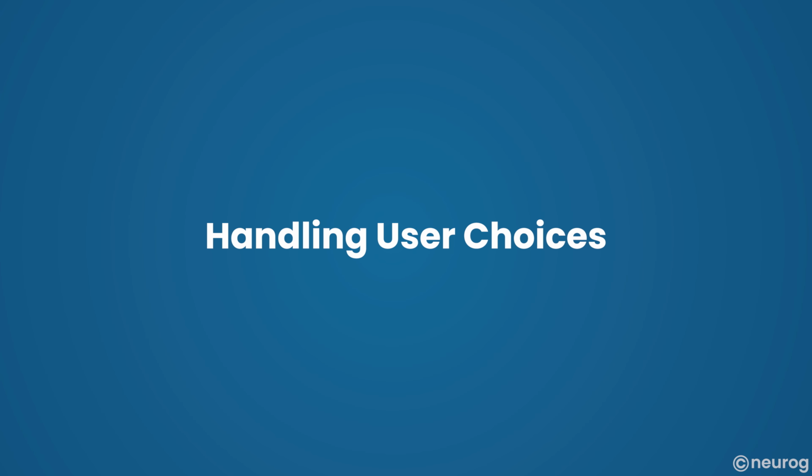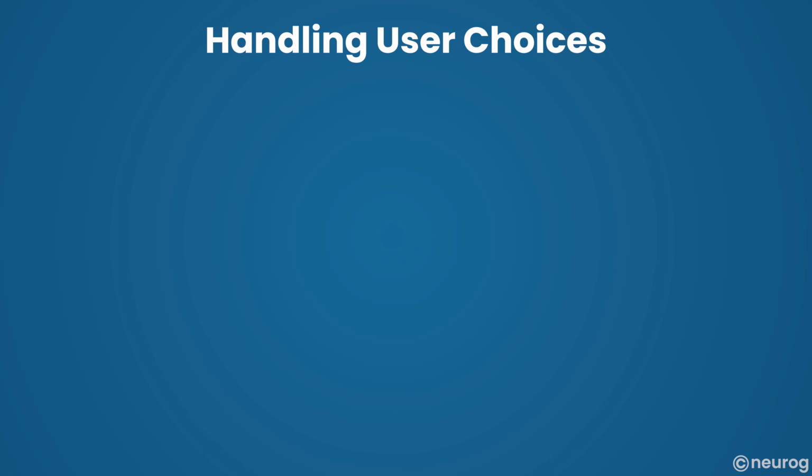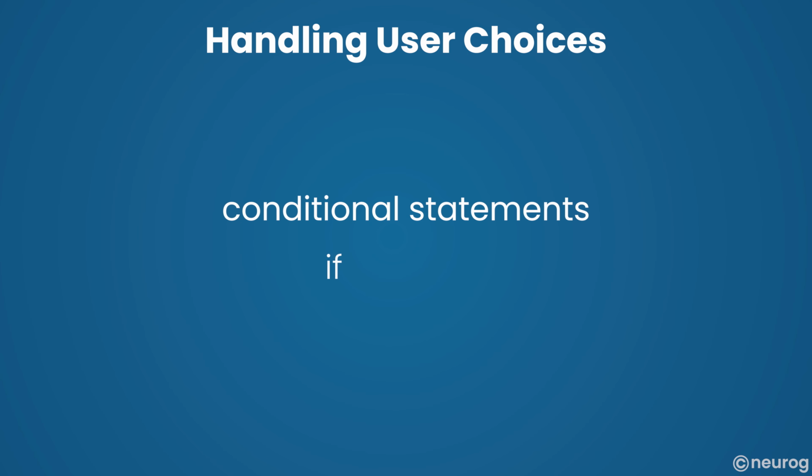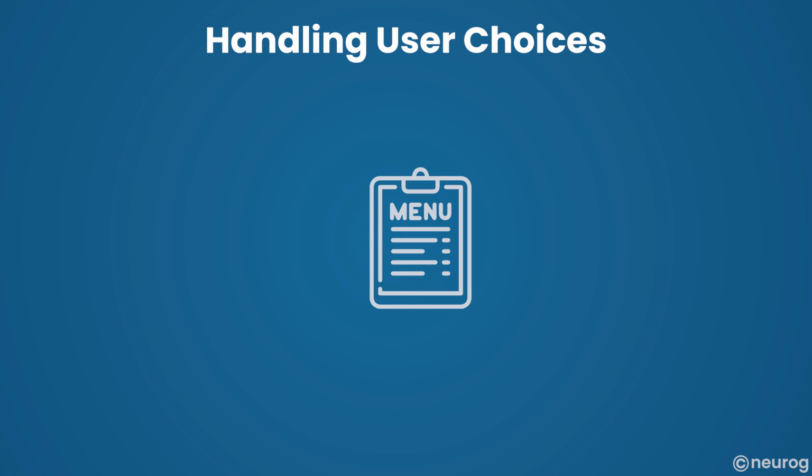User input often involves choices. You can use conditional statements to handle those choices. Conditional statements like if and else help your program make decisions based on user input. Consider a menu at a restaurant. Conditional statements help your program respond to the user's menu choice.